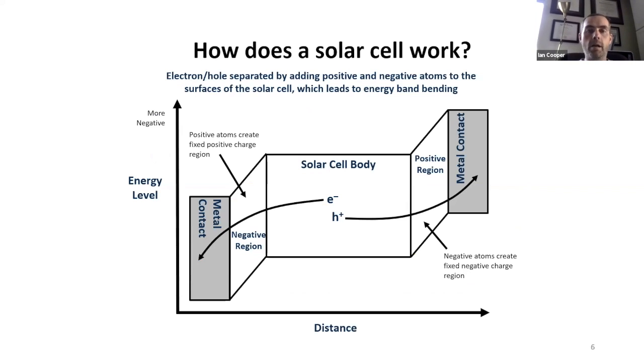Now let's move on. How do we make these electrons and holes separate?